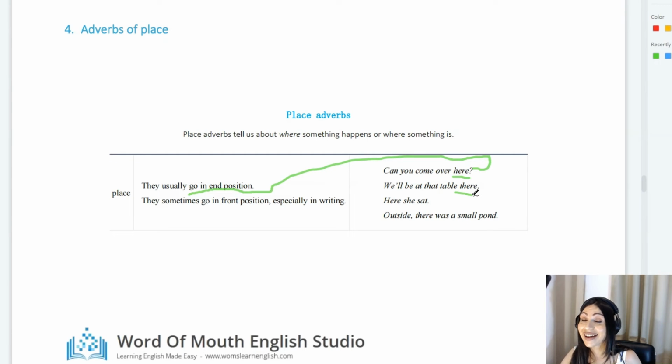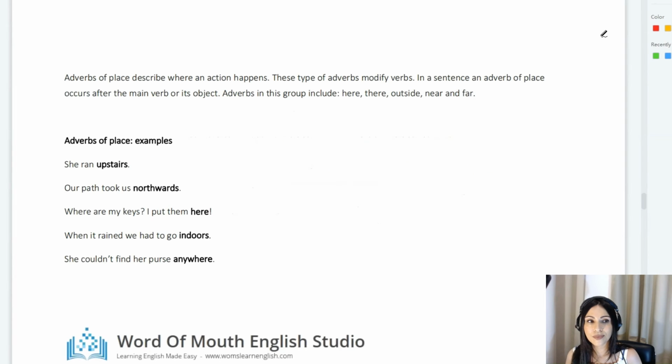We'll be at that table there. Or they sometimes go in front position, in writing particularly. Here she sat. Outside there was a small pond. You'll notice that speaking and writing strategies are often very different when it comes to using parts of speech. In particular, when we use discourse markers, we don't always use them in the same position to indicate the same thing in the same style. So using these adverbs in different positions in a sentence will alter your meaning or change your intended meaning.